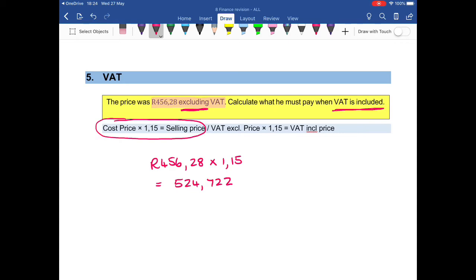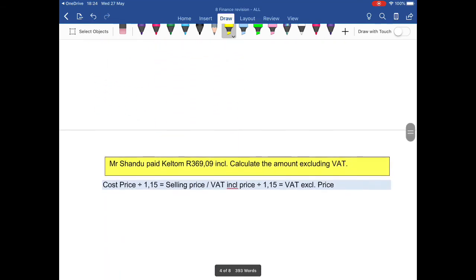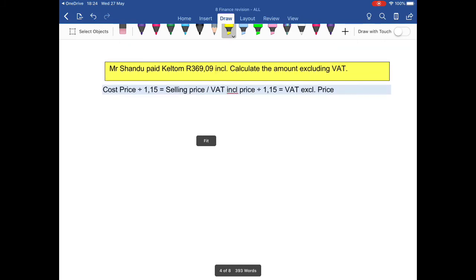524.722. I'm dealing with money, so I round to 2 decimal places. 5 or more, let it soar. 4 or less, let it rest. So I'm going to round off, so that's going to be 524.72. That is my price with VAT included. Make sure that this price is more than what you started with. So I've added a percentage onto that. Now here comes the tricky one.